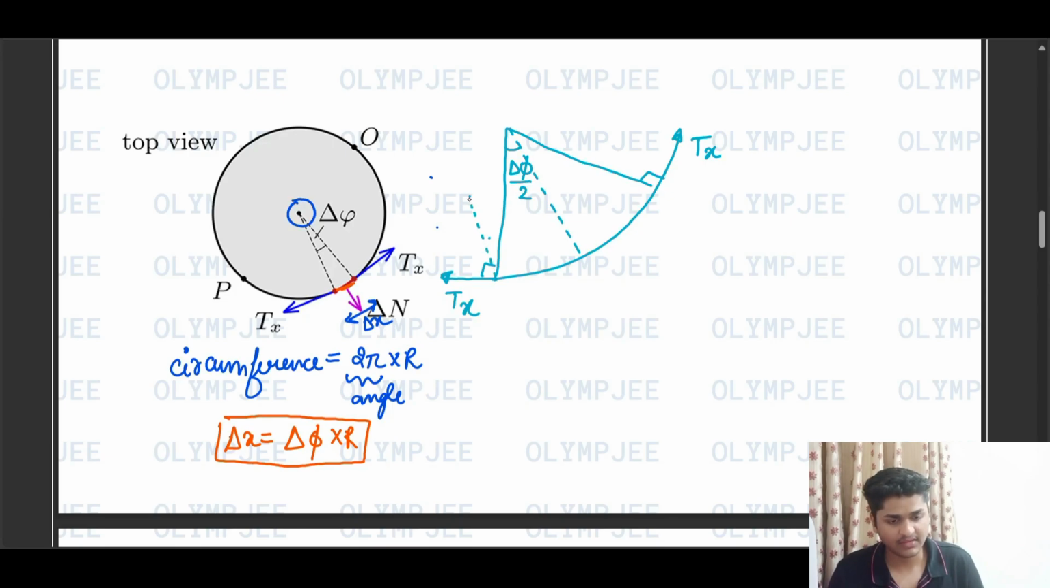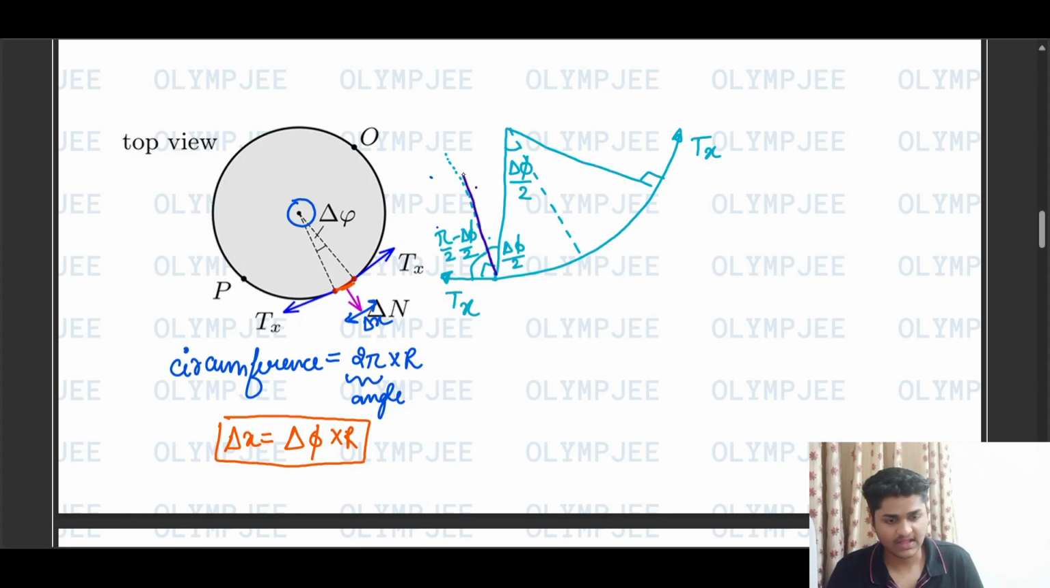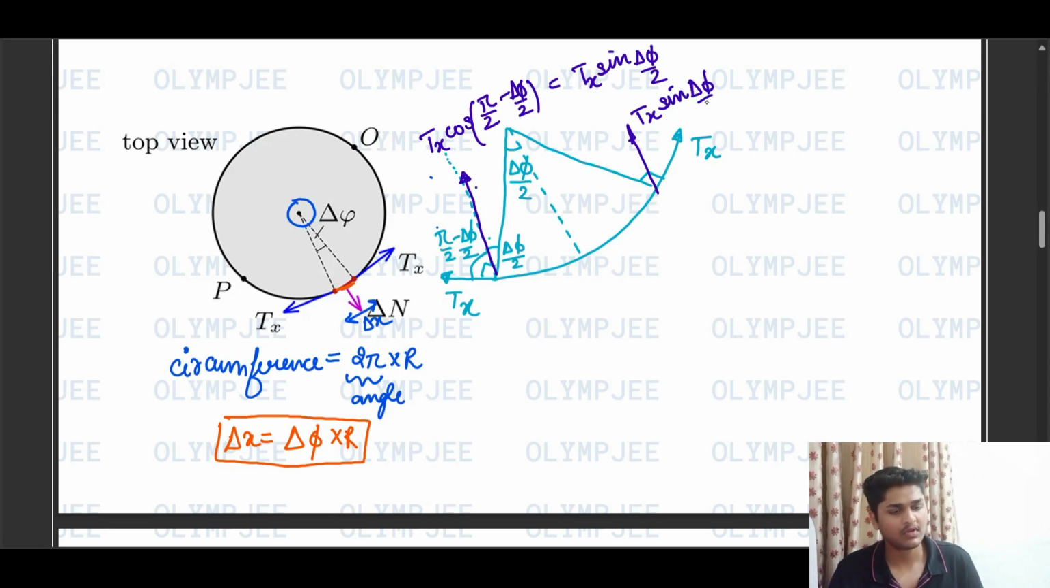So by alternate angles, this angle will also be equal to delta phi by 2, and this whole angle was 90 degrees, so this angle will become pi by 2 minus delta phi by 2. So the component of Tx in this direction will become Tx cos of pi by 2 minus delta phi by 2, which is equal to Tx sine delta phi by 2. And similarly in this direction also there will be Tx sine delta phi by 2, and normal was acting this way.